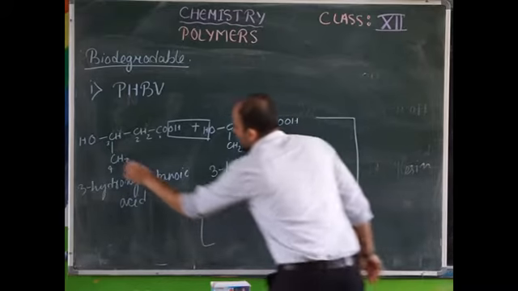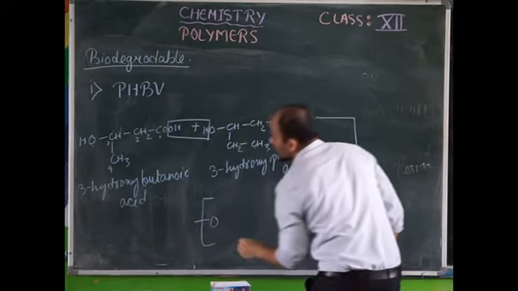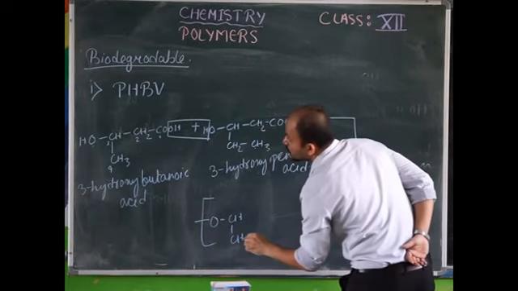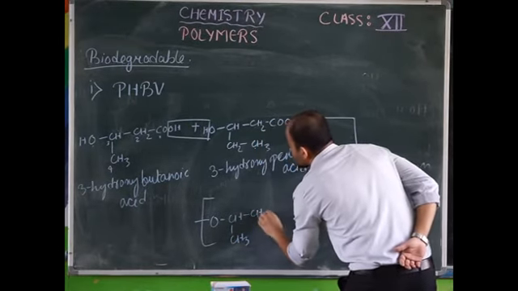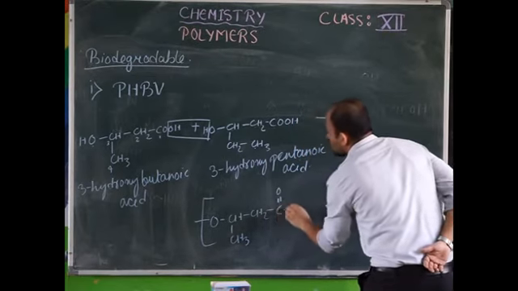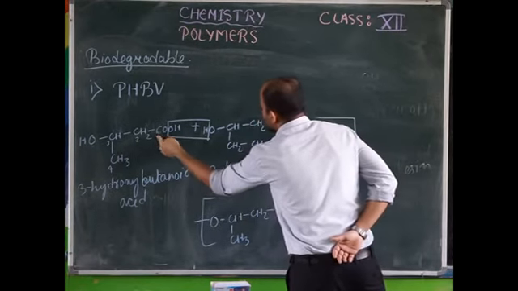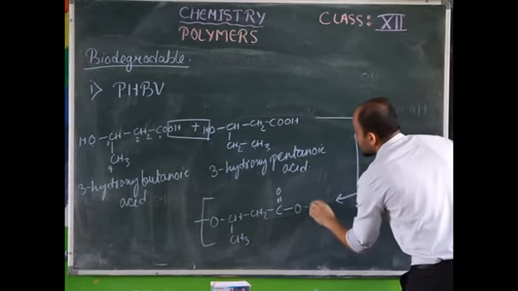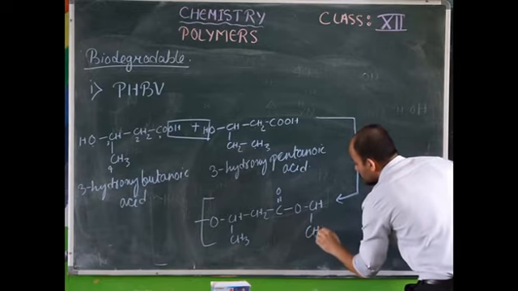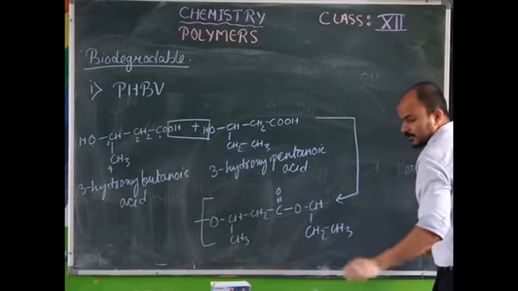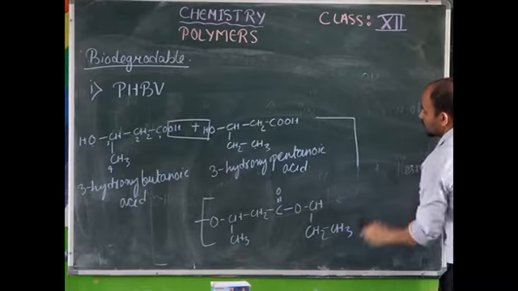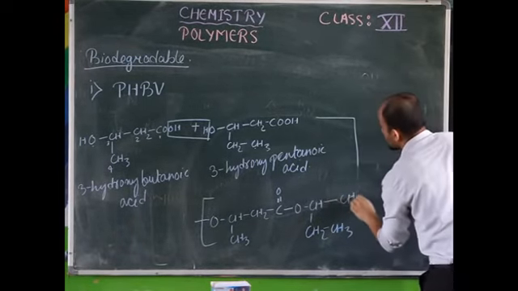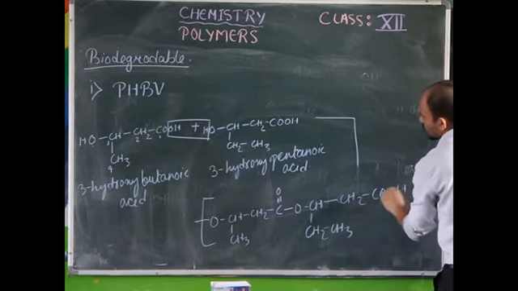This side I'll be having oxygen, CH, CH3, CH2, C double bond O. You are left with C double bond O. Now this carbon is bonded with this oxygen. So oxygen, CH, CH2, CH3. Here we have CH2, COOH. So let me check.